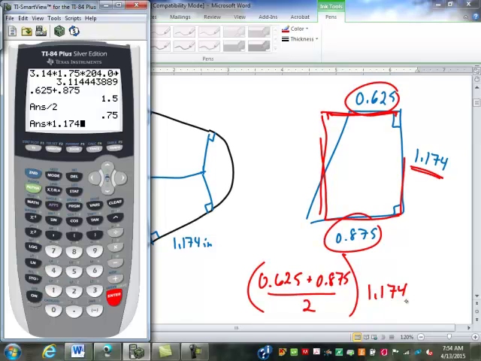Now this next part I'm going to do right in my calculator. Because there's two of those, I get 0.8805, and 0.881 is my area. Since there's two of those, what do I do?